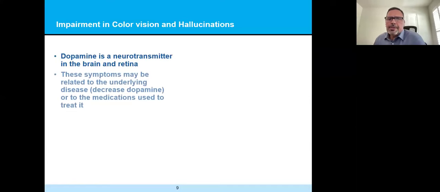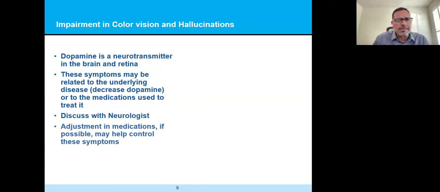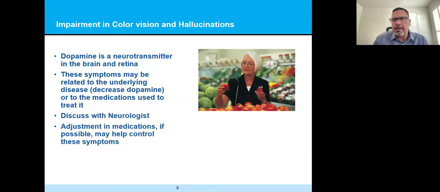These are less common conditions with Parkinson's, but they occur as well in some patients. Again, let's remember that not everybody with Parkinson's is going to experience all of these conditions. Impaired color vision and visual hallucinations are things that some patients with Parkinson's can experience. And it's related to the dopamine neurotransmitter because we have that in the retina as well as in the brain. And sometimes the symptoms are related either to the decrease in the dopamine that is available or as a side effect of the medications that are used to treat Parkinson's.